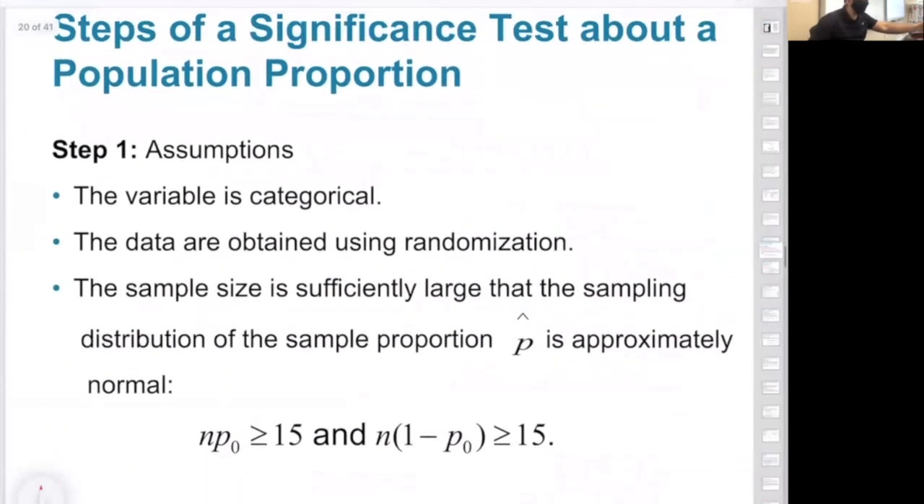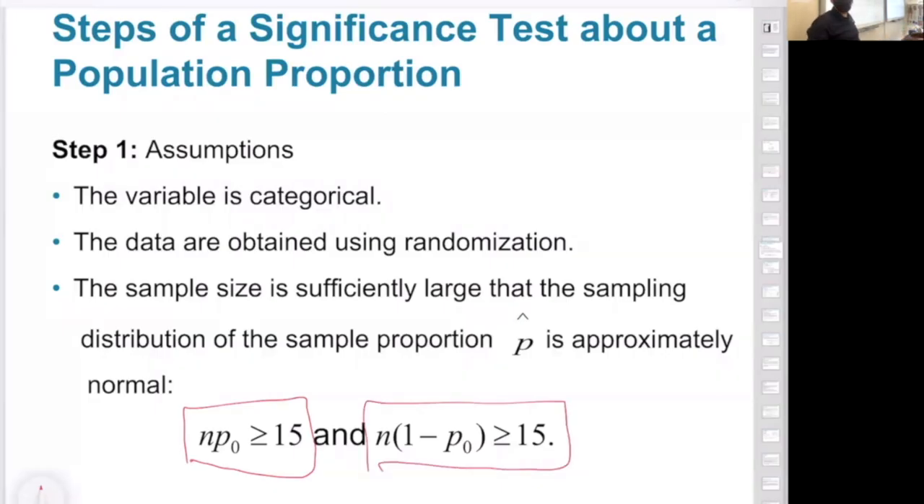If you remember, the first step is to make the assumptions. What are we talking about here? The population proportion. So don't forget that for the sampling distribution of the sample proportion to be normally distributed, you have to check two things. First, n times p is greater than or equal to 15, and n times 1 minus p is also greater than or equal to 15. Once you have this, that means the distribution of p hat is normally distributed. So this is one of our checks.